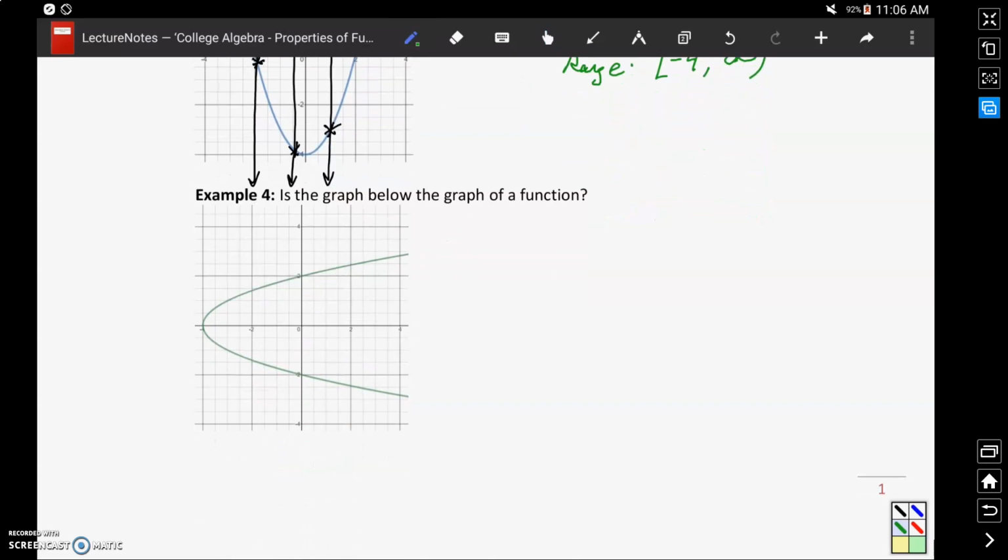In example 4, we're given another graph to consider. We can apply the vertical line test again. And with the vertical line test, we only need to find a single point or a single x value where we fail that definition for being a function. So in this case, this graph is not a function because our value of x equals 2 is paired with two y values.